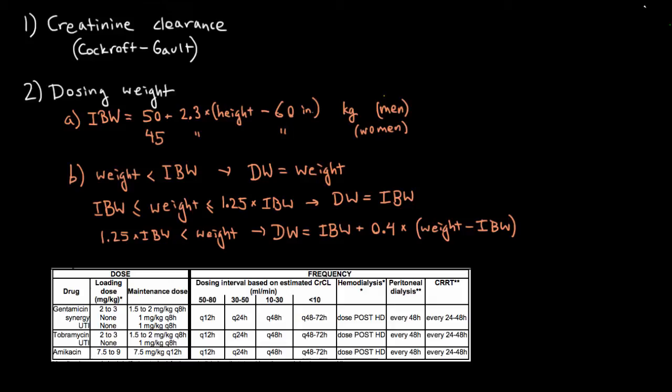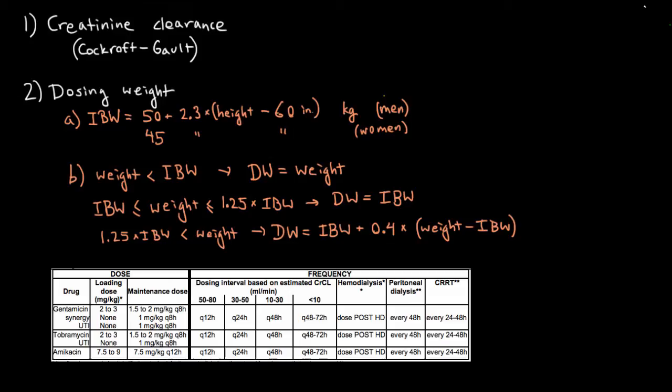Now the only other thing to know, in addition to these numbers, is that we need to check peaks and troughs. Now peaks we're going to want to check especially when it's a serious infection. We want to make sure our concentration is getting high enough to kill the bacteria. Because remember that aminoglycosides are a concentration-dependent drug. And the troughs we're going to want to measure to make sure we avoid toxicity.